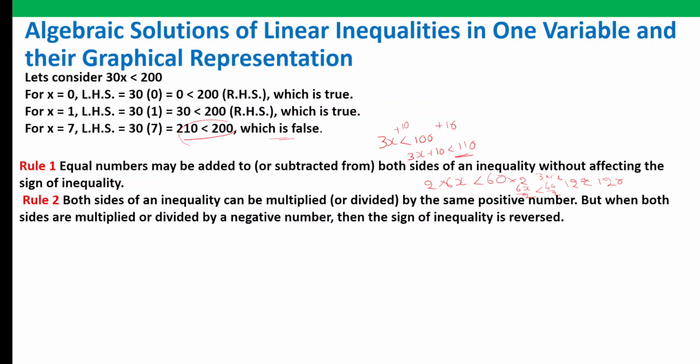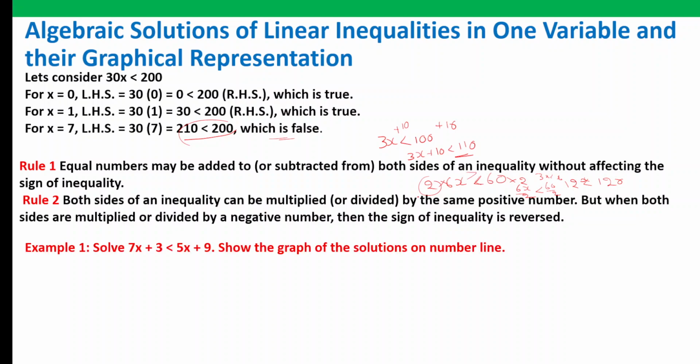If we multiply or divide by a negative number, then the sign will change. It will get reversed. When both sides are multiplied or divided by a negative number, the sign of inequality will be reversed. If I multiply the same thing by minus 2, then instead of less than, it will become greater than.